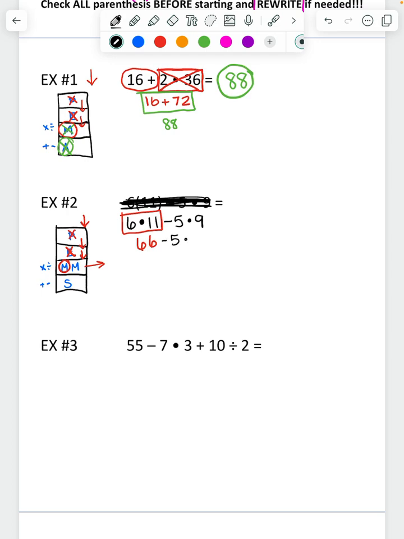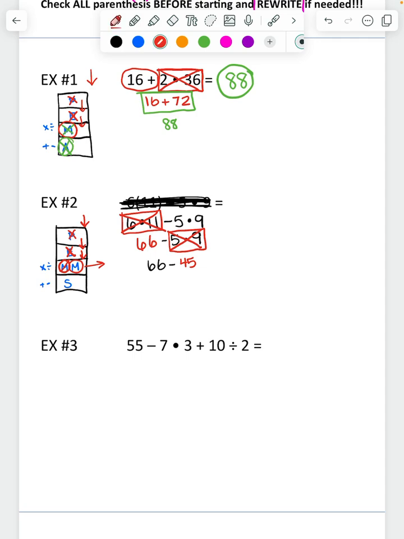Minus 5 times 9. Okay, now I can go back to my OOO tower and I am ready for the next multiplication. Okay, I can't go down to subtract until I'm done with all of this row. So now I have to go to the back and do my other multiplication. 5 times 9 is 45. Okay, mark that out. We forgot to mark that one out up there. And rewrite. I have minus 66, and again, it has to stay in the same order.